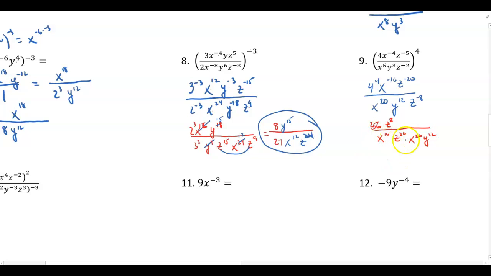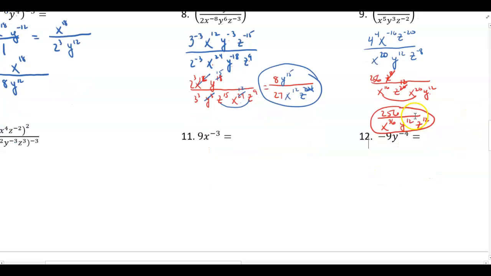Now, if I start with my x's, all of my x's are in the denominator. So when I add those exponents, I get 256 over x to the 16 plus 20 is 36. I have 12 y's in the denominator, so they all stay down there. Then my z's. If I have 8 in the numerator, 20 in the denominator, I can cancel 8 out. How many do I have left? 12. And my 12 are left down below. And we are done. Okay?